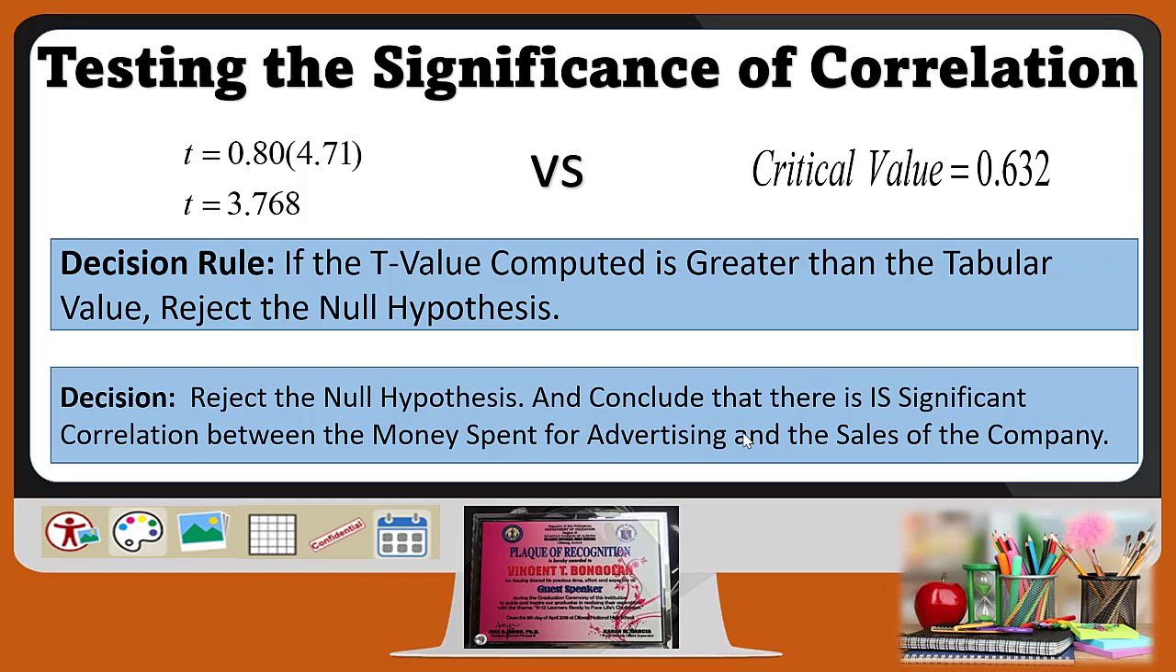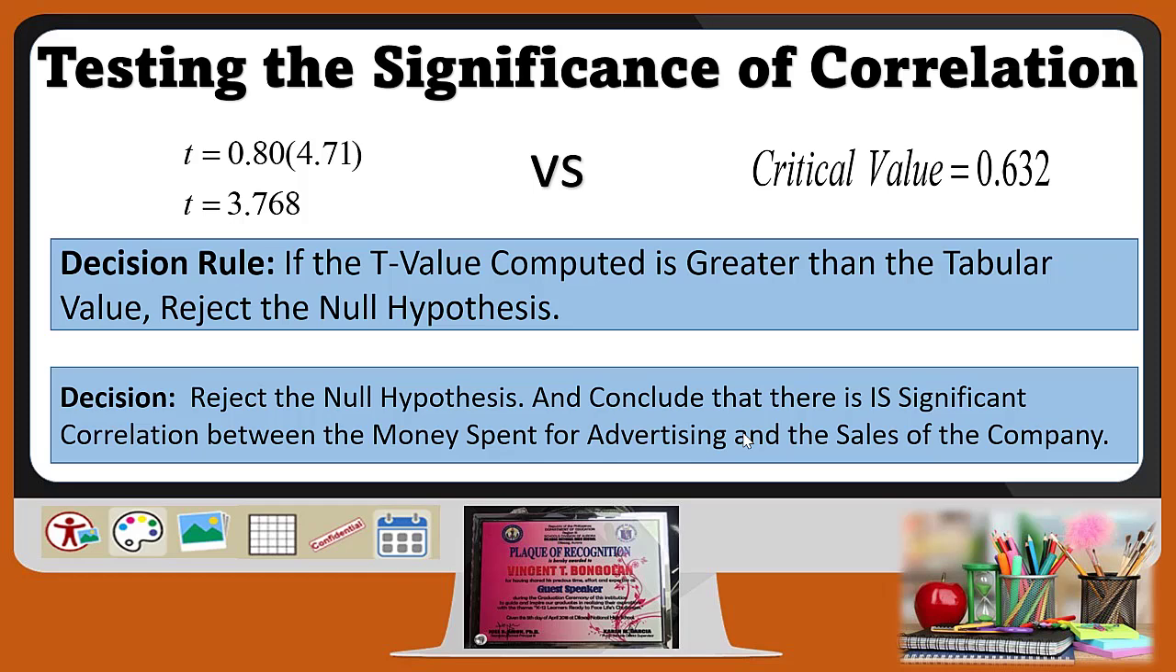Yung critical value is 0.632. So, dahil mas malaki yung computed na t-value kumpara doon sa critical value, we need to reject the null hypothesis and conclude that there is a significant correlation between the money spent for advertising and the sales of the company.